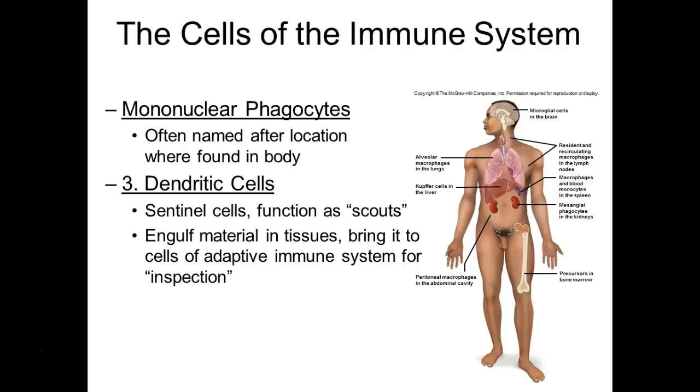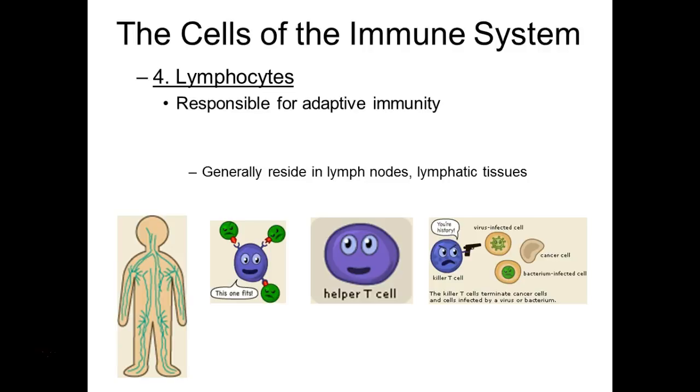So he's like, here, look, I found this. What do you think about this? How are we going to deal with this invader? Have you seen him before? So they usually develop from monocytes. Right, but they do have their own lineage as well.